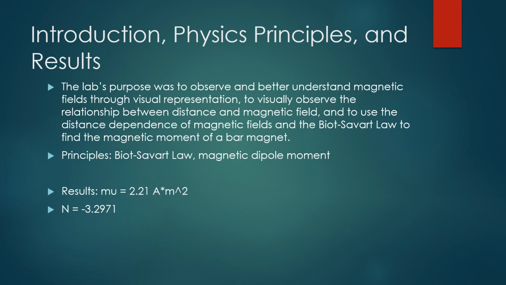The physics principles are the Biot-Savart law and the magnetic dipole moment. Results are mu is equal to 2.21 amps times meters squared, and n is equal to negative 3.2971.